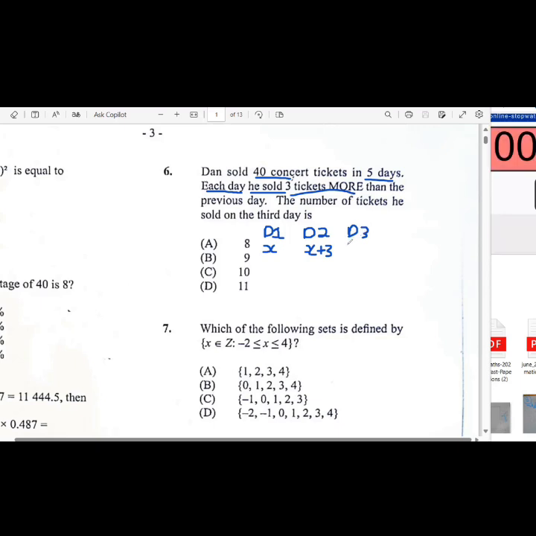So on day 3, he sold the same amount as day 2, but 3 more. So he sold the same amount as day 2, which is x plus 3, and 3 more than that. So it's really going to end up being x plus 6. Because every day he's selling the same amount as the previous day, but 3 more in addition to it. So we are catching that.